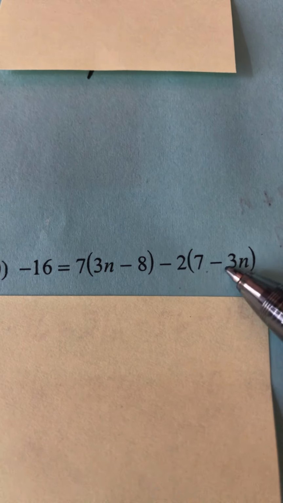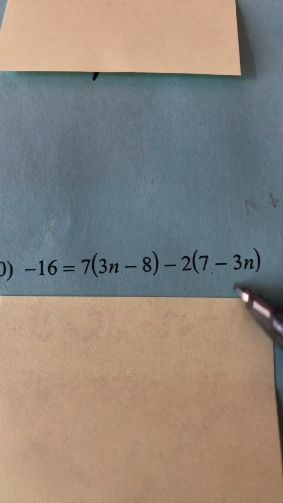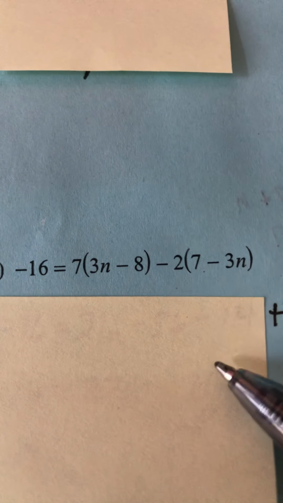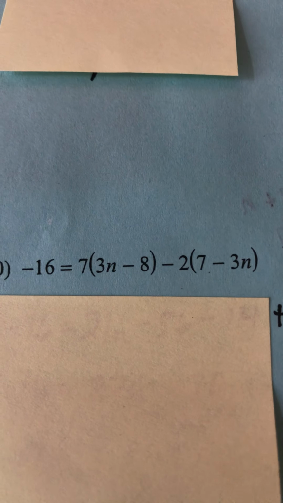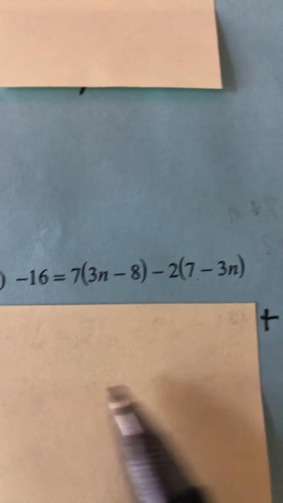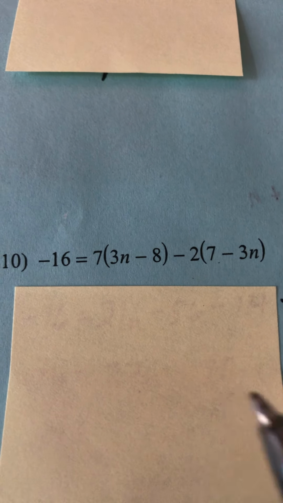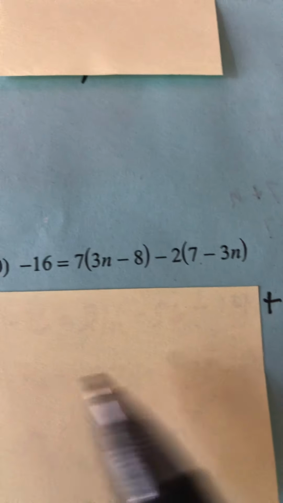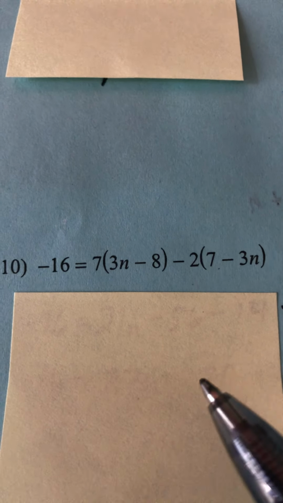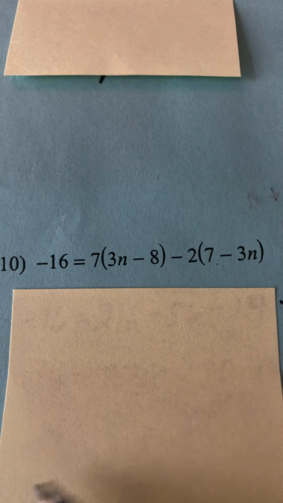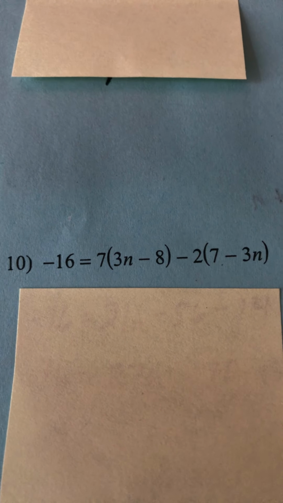And then negative 2 times a negative 3 makes a positive. So it's going to be some positive n. You're going to have to combine all your like terms. And then you're going to add or subtract something for both sides of the equation. And then you're going to have to divide something by both sides of the equation to figure out what n equals.